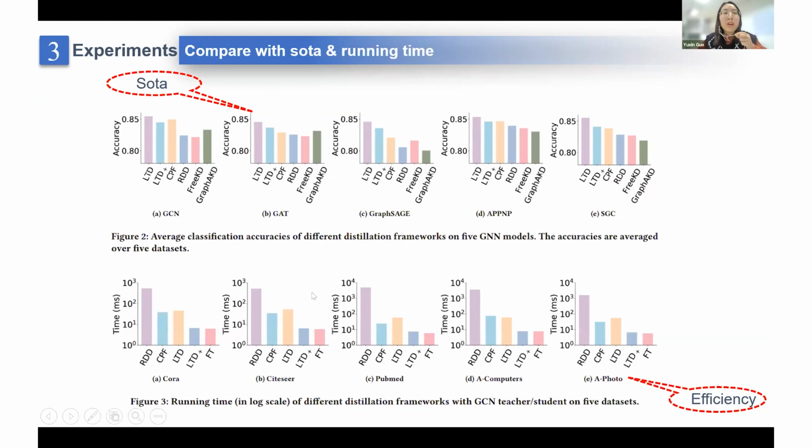In order to verify the efficiency of our model, we also compare the running time of a single epoch for different distillation frameworks. In this figure, we can see that LTD Plus and FT are the fastest. LTD and CPF are comparable, and RDD is the slowest. To conclude, LTD offers the best prediction performance, while LTD Plus is the cost-effective choice for large graphs.